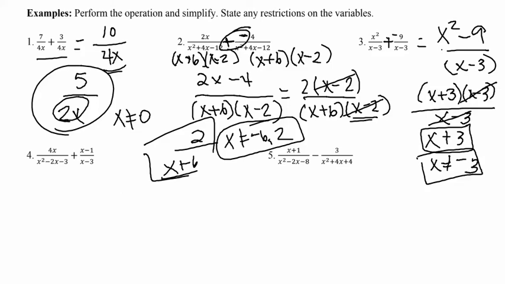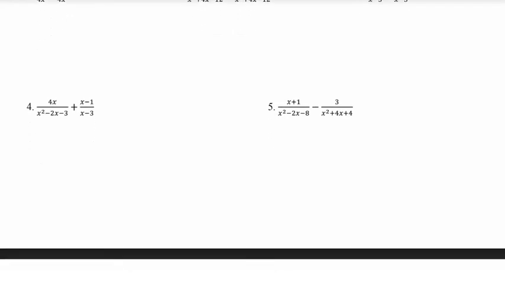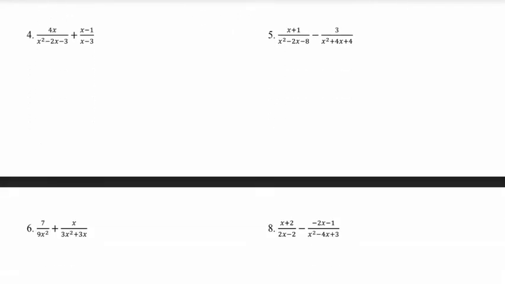Okay. Number 4 is where it gets a little bit more fun. So notice I have to factor the denominator. I'm actually going to erase this and scroll if that's okay. Number 4, I have to factor the denominator. So that's going to be x minus 3 and x plus 1. So notice my common denominator is x minus 3 and x plus 1.